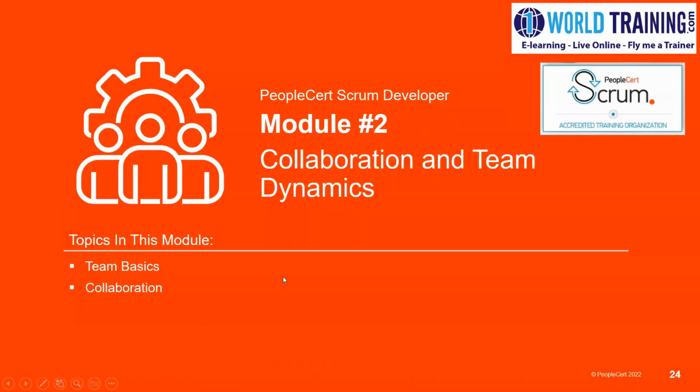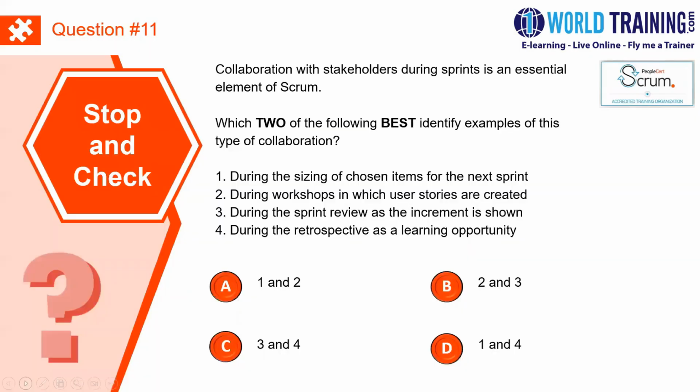PeopleCert Scrum Developer Module 2, Collaboration and Team Dynamics. So in this section, we will cover these elements: the team basics and collaboration. The questions will be more focused on these two topics. So let's move with the next set of questions, which is question 11.